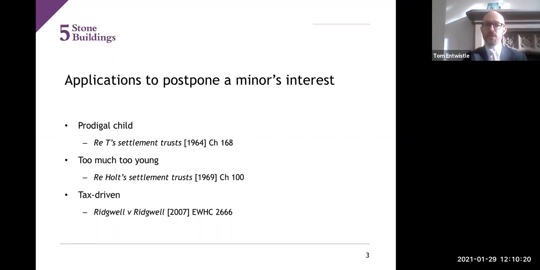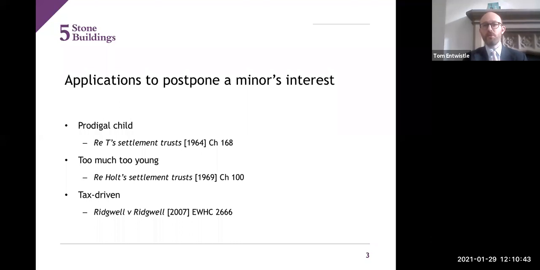But the judge thought that this went too far and amounted to a resettlement rather than a variation, and anyway was not said to be for the child's benefit. But the court did approve a revised proposal under which she would initially be entitled to income only, but would take capital later on with the power of advancement in the meantime.